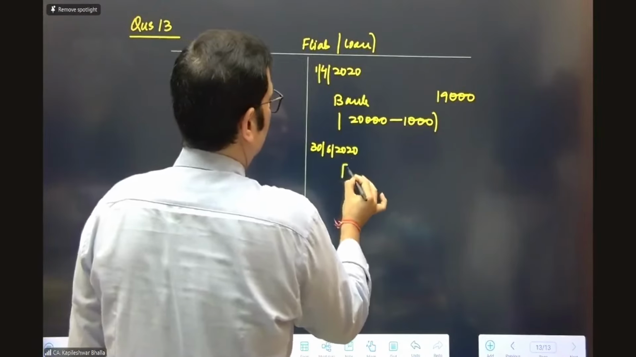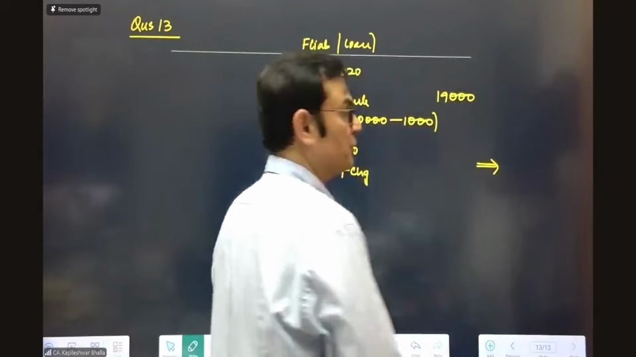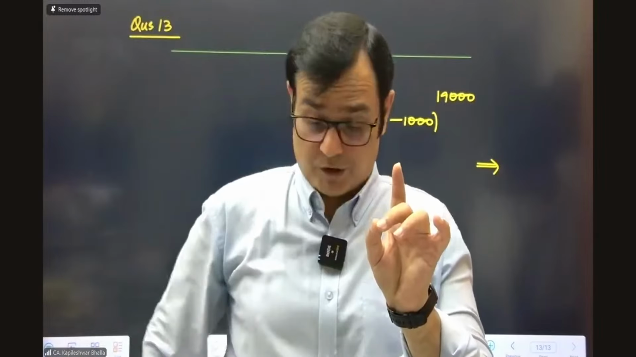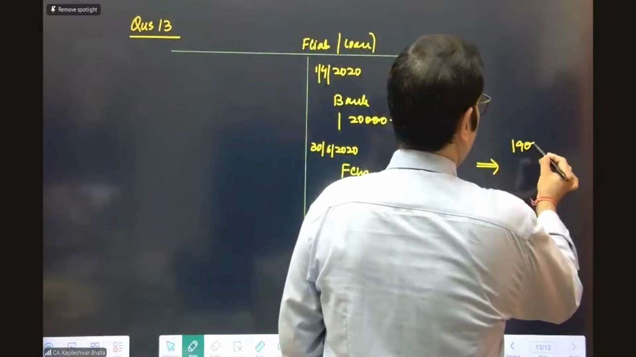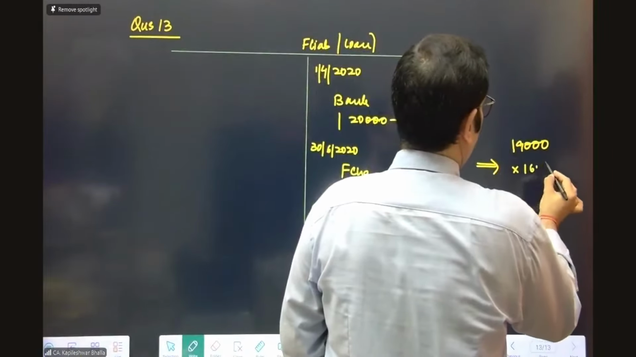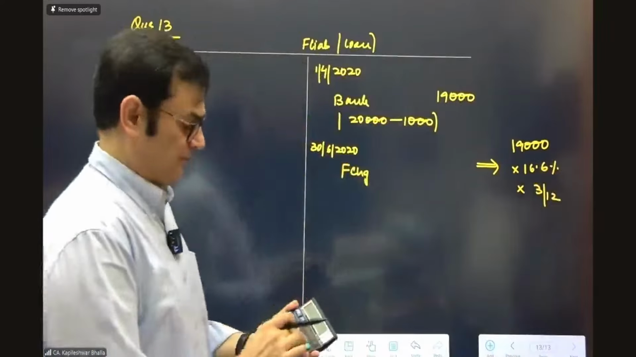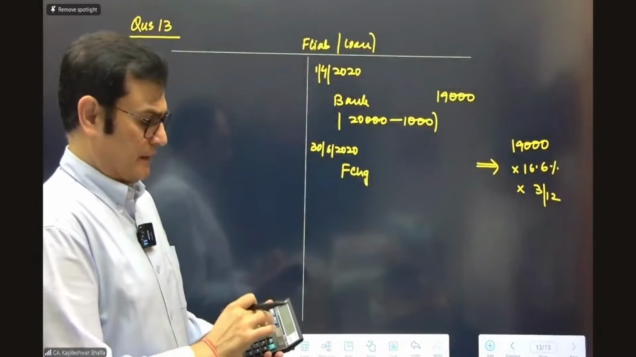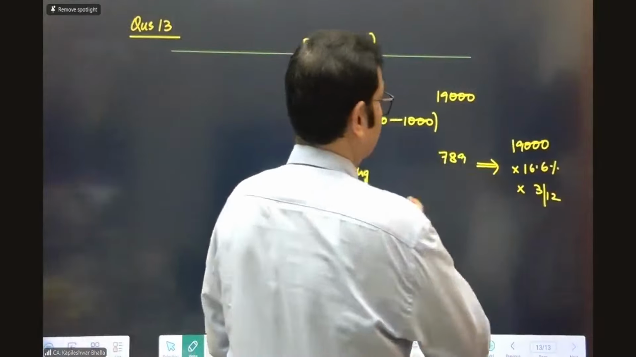So we need to first of all make the finance charge calculations. Let's see the finance charge calculations. Now, the finance charge is on the EIR. So let's carefully do this. 19,000 into 16.6% for a period of 3 months, quarterly. So 19,000 times 16.6, that comes to 789 approximately.